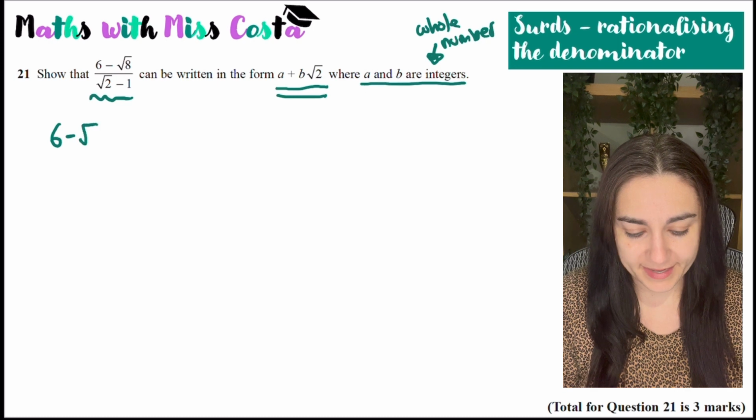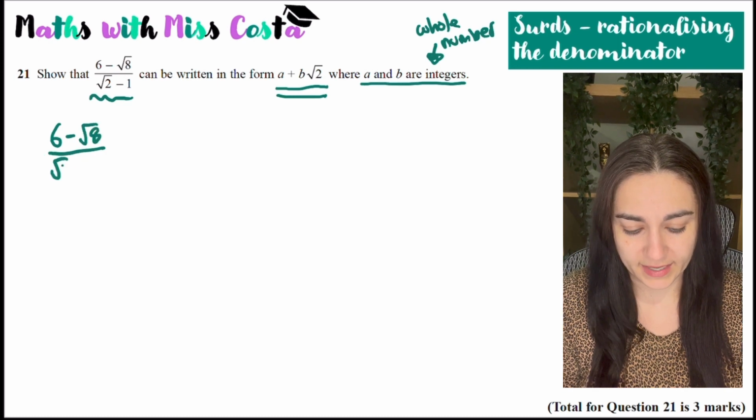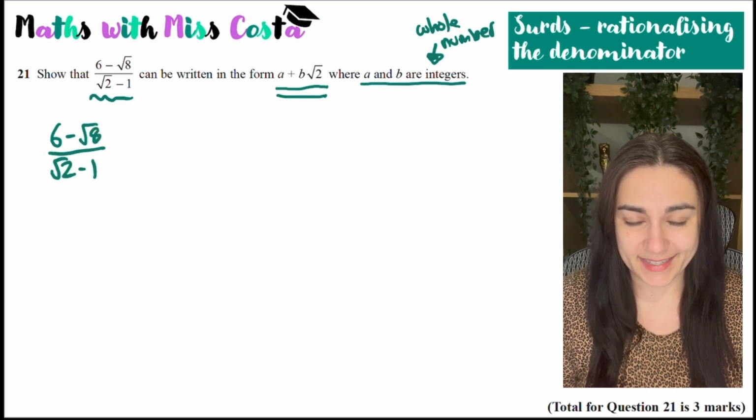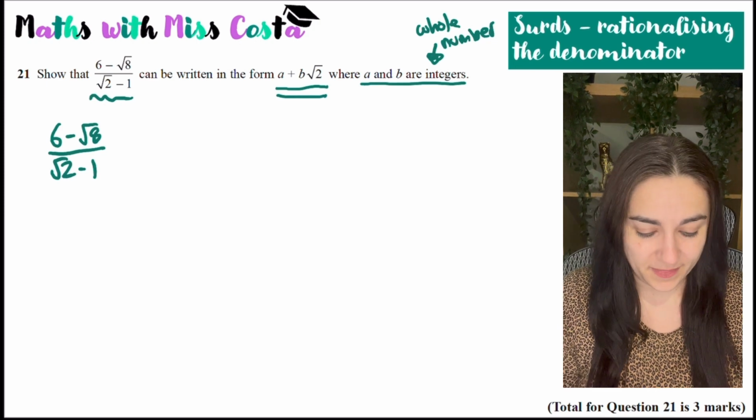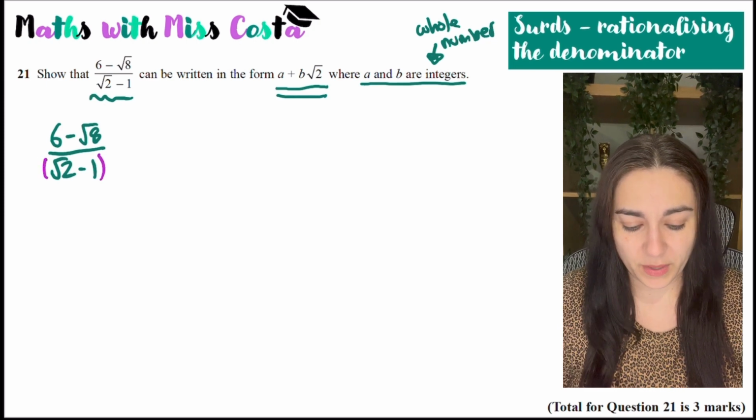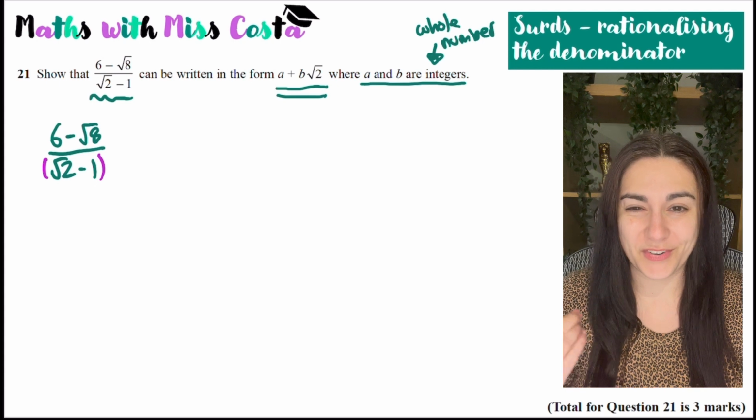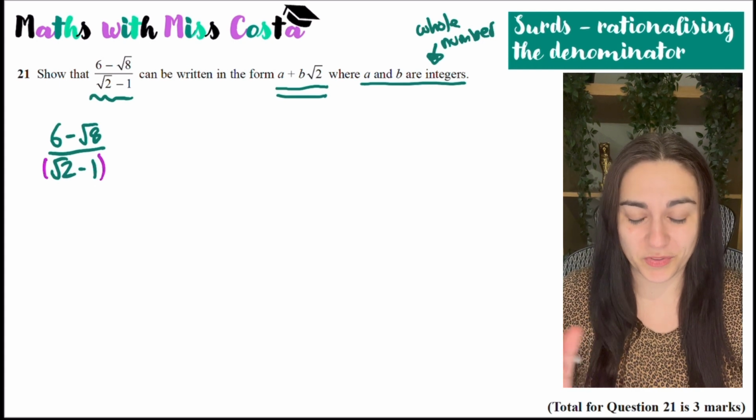So I write out my surd, and the denominator isn't just one thing on the bottom, there's two terms. So what I want to do when I've got something like this is I want to do the reverse. So I want to use something called the conjugate.